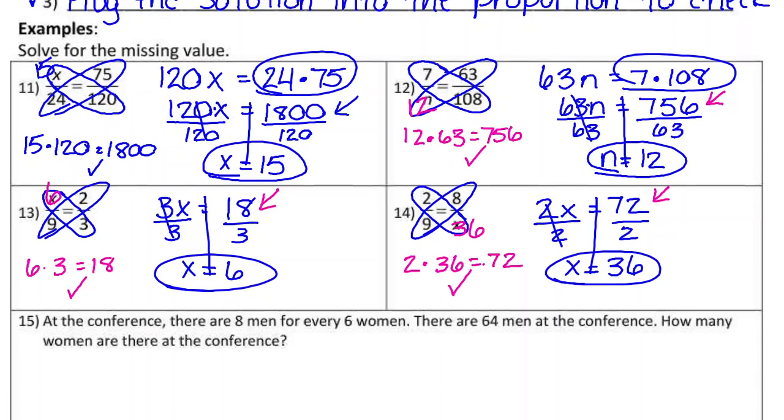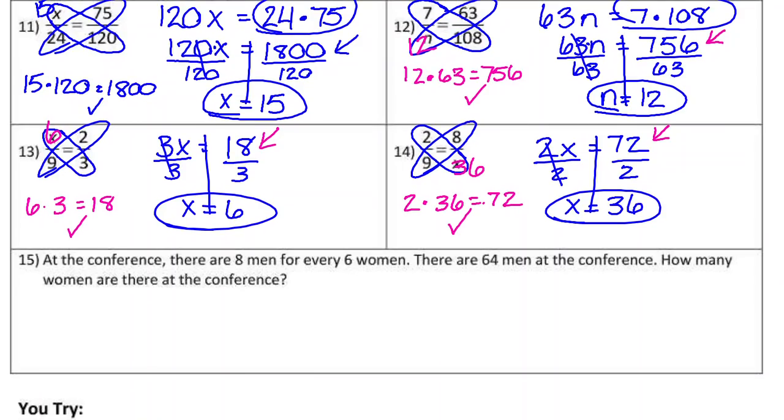Okay, last one that we're going to do together before I set you loose. It says, at a conference, there were 8 men for every 6 women. There are 64 men at the conference. How many women are at the conference?